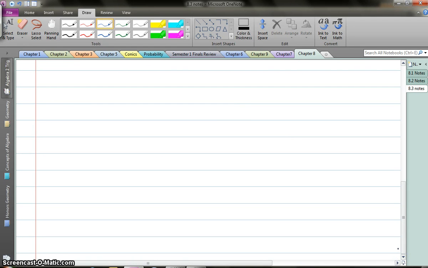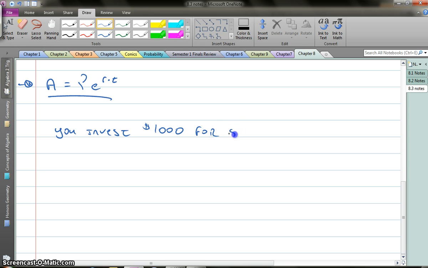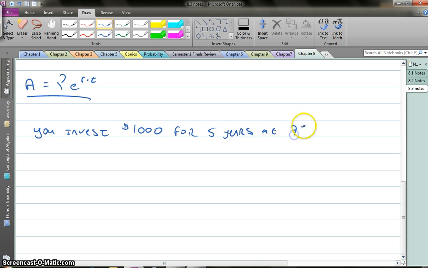This is called the PERT formula for short, because it's the total amount equals the principal times e raised to the rate times time. Now, we use this in a special case, and I'll explain in a second. So let's say you invest $1,000. You get your first job, you save yourself some money, and you're going to invest it for 5 years at 7% continuously. Now, this is the key part. When compounding continuously, we use the PERT formula.